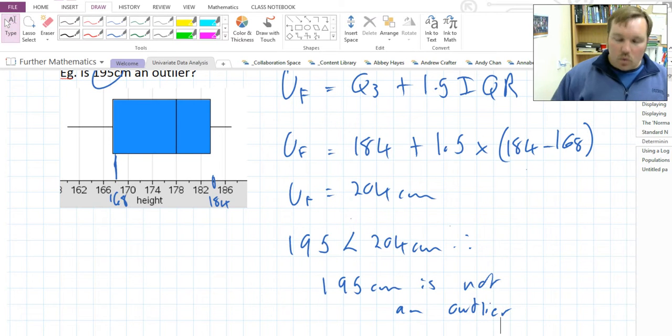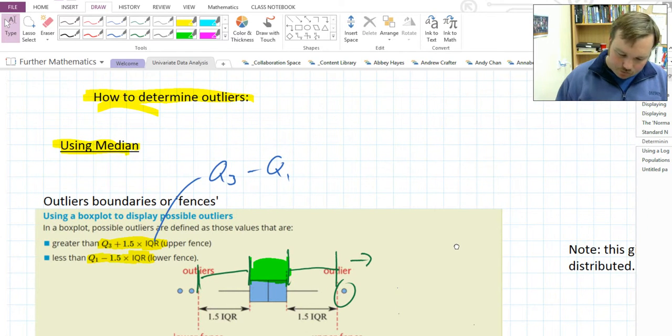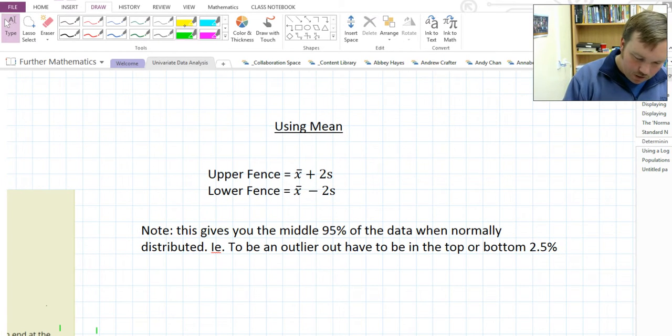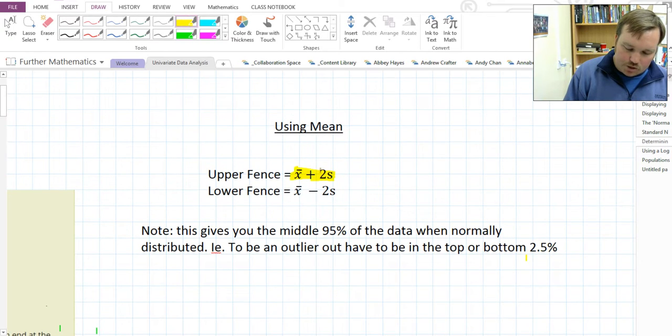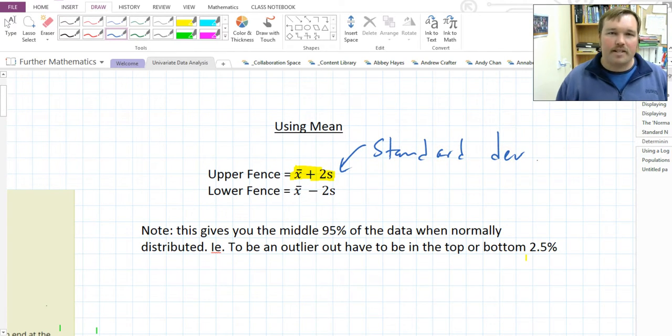Now, that is when we center using the median and five-number summary. If we choose to use the mean, remember our measure of spread for mean is standard deviation. So rather than using interquartile range to give us our upper fence and lower fence, we use standard deviation. So using the mean, the upper fence is typically given as x bar plus 2s, s being standard deviation. Lower fence is x bar, the mean, minus 2 standard deviations.